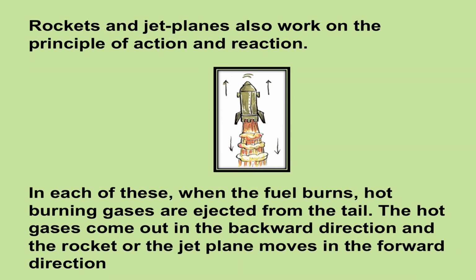It may be interesting for you to know that rockets and jet planes also work on the principle of action and reaction. In each of these, when the fuel burns, hot burning gases are ejected from the tail. The hot gases come out in the backward direction and the rocket or jet plane moves in the forward direction. Now let us discuss conservation of momentum.